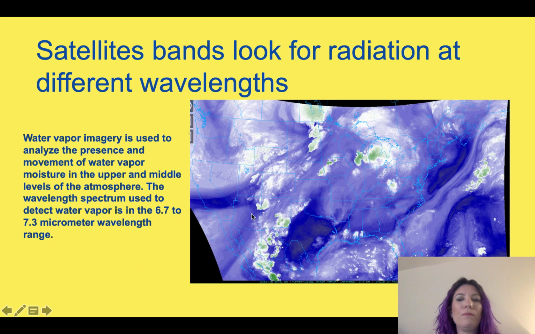And then this one is looking at a different wavelength, the water vapor band, in the 6.7 to 7.3 micrometer wavelength. So this is a measure of how much water vapor is actually in the air. This area right here is going to be really dry, this area will be really dry, and these are some areas of moisture. You can look at large scale motions going on by the water vapor. It's kind of cool when you put it in motion. You can see different waves going through and stuff like that.